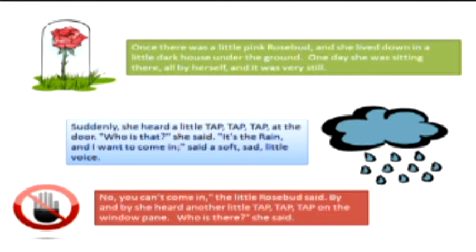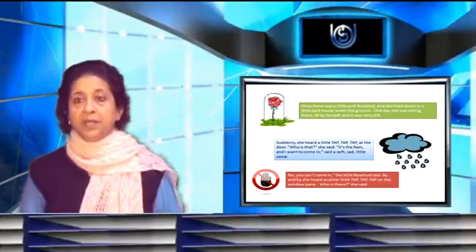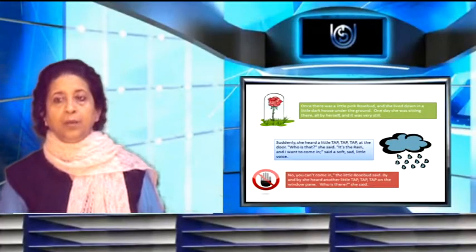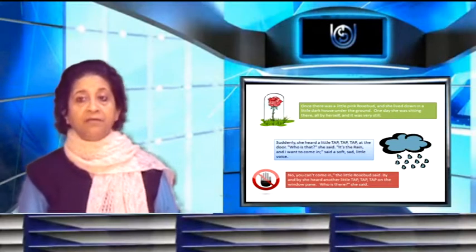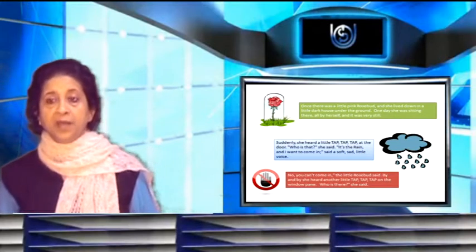Once there was a little pink rosebud. Rosebud is the main character of the story, and the whole story will be around Rosebud. And she lived down in a little dark house under the ground. One day she was sitting there all by herself, and it was very still.